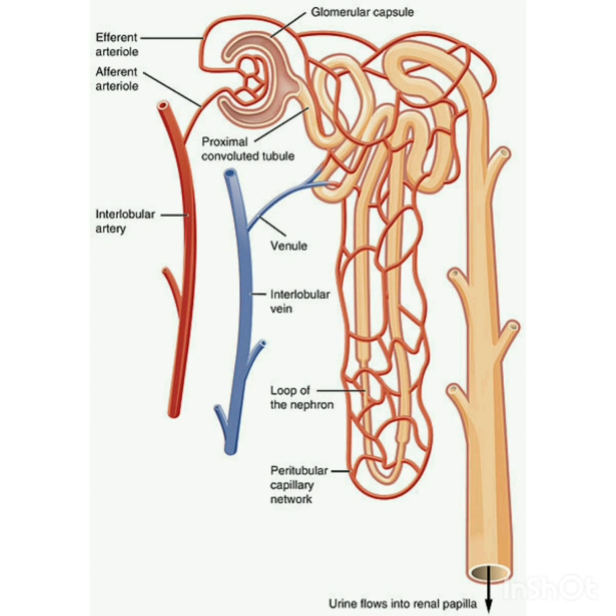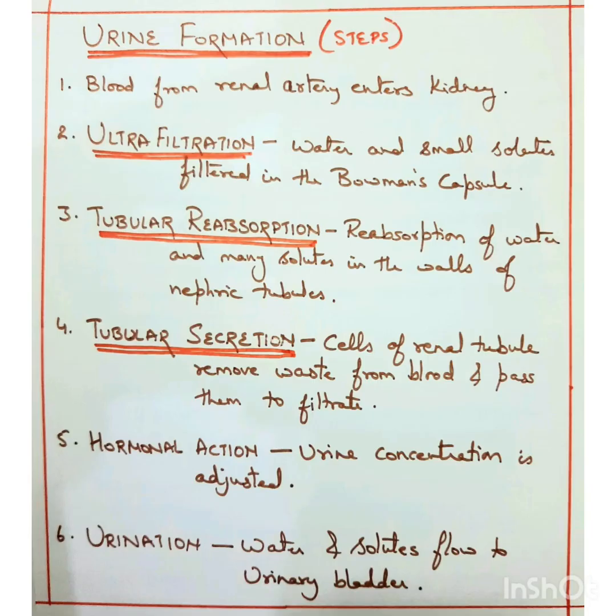Now the physiology of urine formation. How is the urine formed? It is formed mainly in 3 steps. The first step is ultrafiltration, the second one is tubular reabsorption, and the third one is tubular secretion. Again, ultrafiltration, tubular reabsorption and tubular secretion.